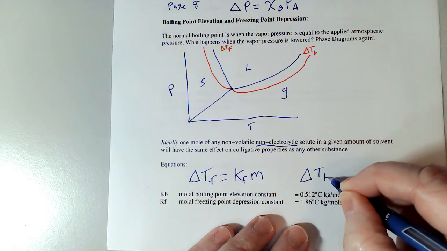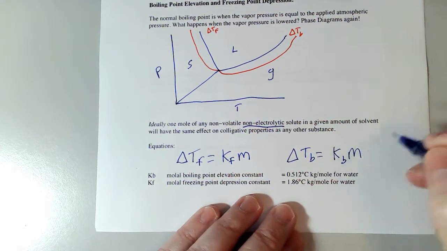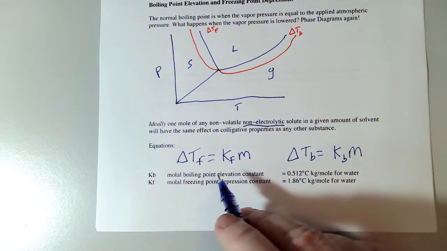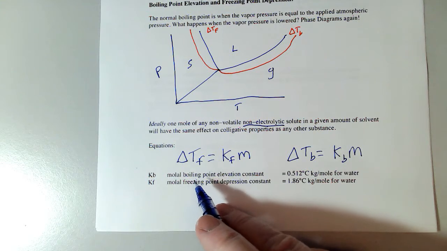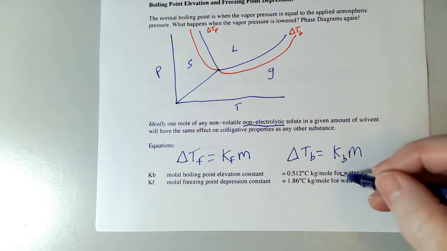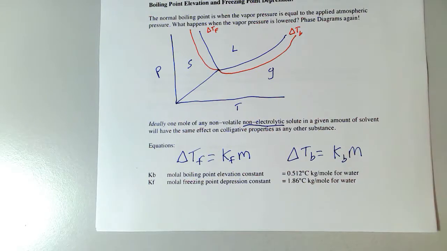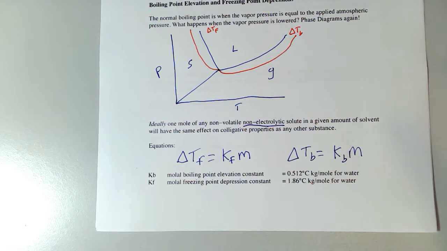Delta T boil equals Kb times the molality, where Kf is the freezing point depression constant and Kb is the boiling point elevation constant. Now, they're provided here for water. You don't memorize these things. These are always provided in questions. It's different for each solvent.